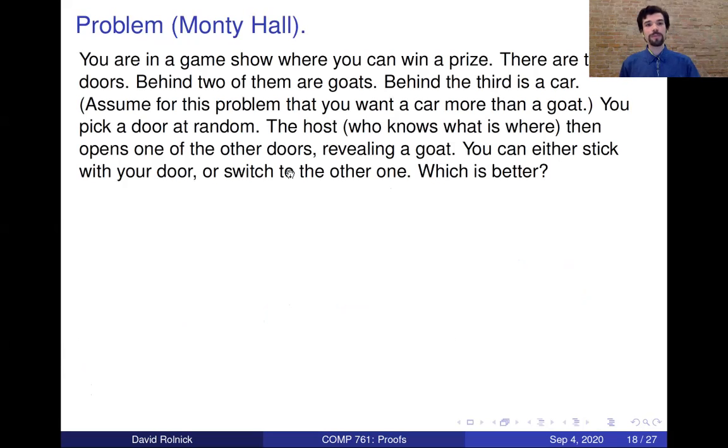So the Monty Hall problem: you're in a game show where you can win a prize. There are three doors. Behind two of them are goats. Behind the third is a car. Assume for this problem that you want a car more than a goat. You might possibly want a goat, but in this problem, you definitely want to get the car. You pick a door at random because you don't have any information. And then the host, since there are two goats, can always pick another one of the doors, open it, and reveal a goat, because there's always some other goat.